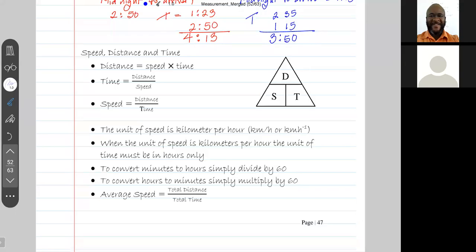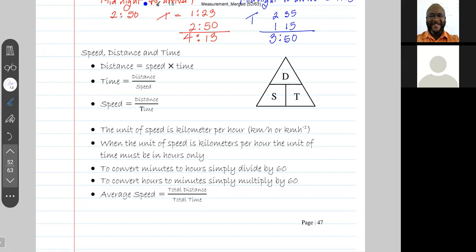All right, so the next thing we're looking at is speed, distance, and time. From a calculation perspective, distance is equal to speed multiplied by time. Time is equal to distance divided by speed. And speed is equal to distance divided by time.